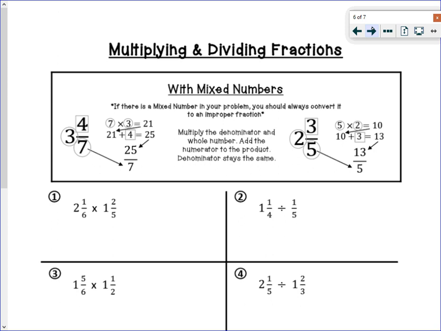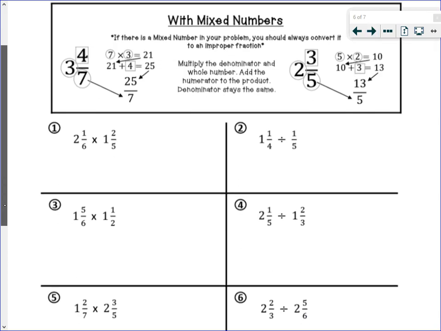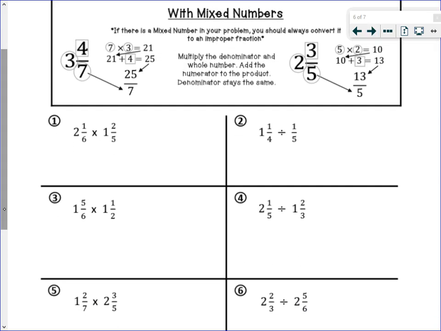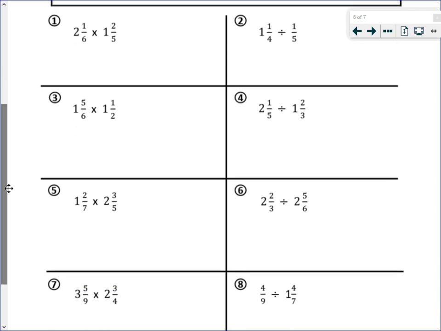Let's look at the ones with mixed numbers now. Don't forget to use this as your cheat sheet if you need to. So we're going to rewrite it, but we're going to try to rewrite it mentally because it'll be a lot quicker and because these are all kind of simple mixed numbers to do. So in the first case, we're going to do 2 times 6, which is 12. We're going to add 1, which is 13. And we're going to keep the denominator, so 13 over 6.